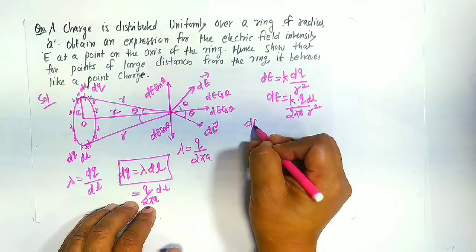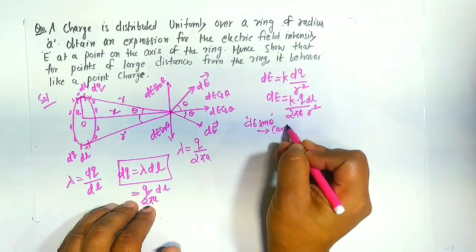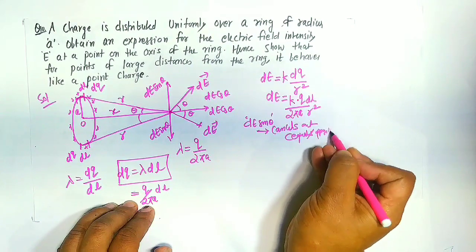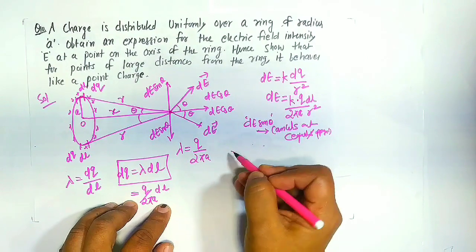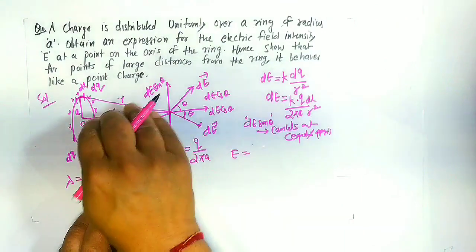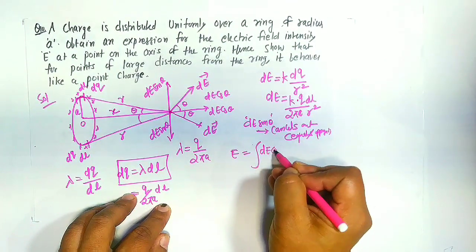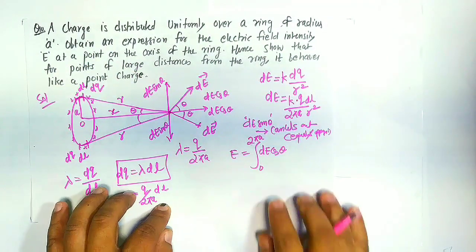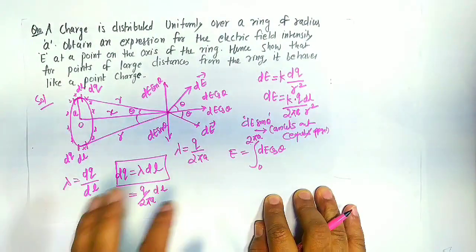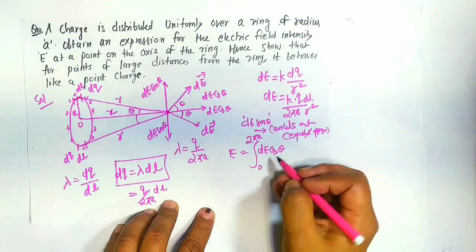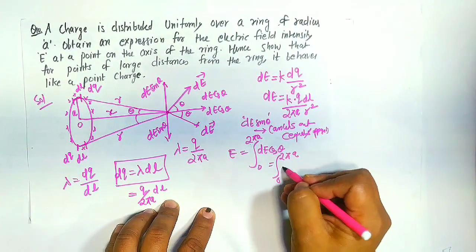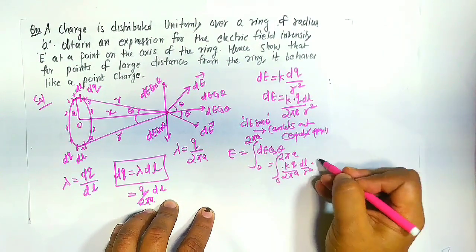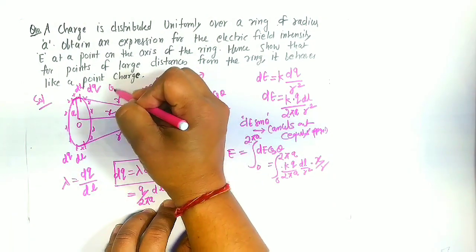Now do you know the dE sin theta component cancels out? Why do they cancel out? Because they are equal and opposite. Got it or not? So finally, the net electric field, I'm writing it directly, E along this axis, will be the integration of one component, dE cos theta, and the integral will be for the complete ring, from 0 to 2 pi a. The dE sin theta will cancel out. You put in the values: k q by 2 pi a dl by r square, and cos theta is x by r.